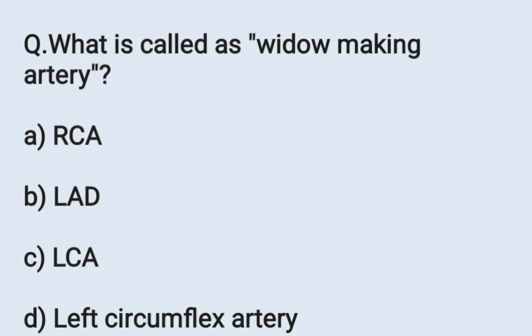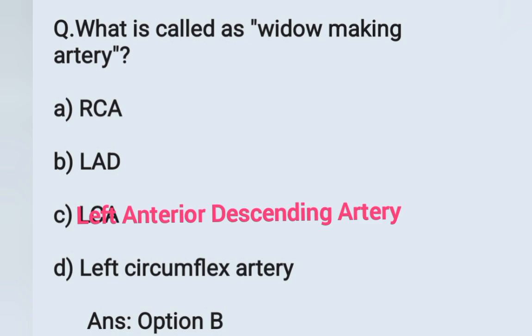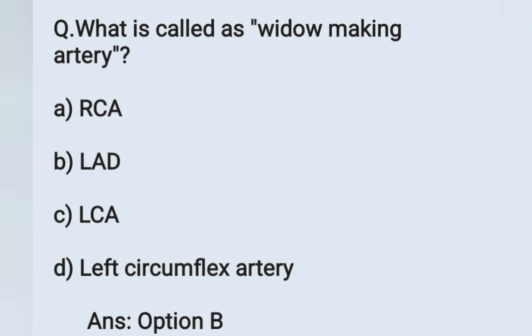And the next question is, what is called the widow maker artery? Our options: option A, right coronary artery, that is RCA. Option B, left anterior descending artery. Option C, left coronary artery. Option D, left circumflex artery. And the correct answer, the widow maker artery, is option B, left anterior descending artery. Move on to the next question.